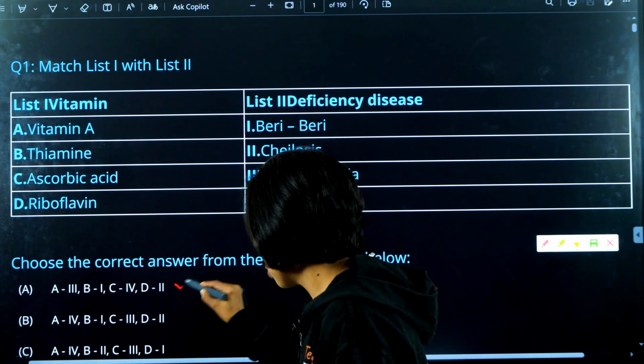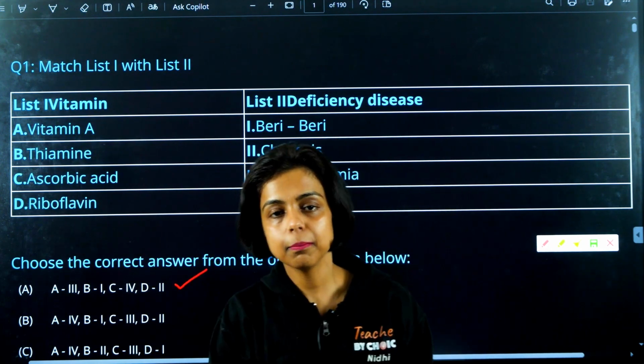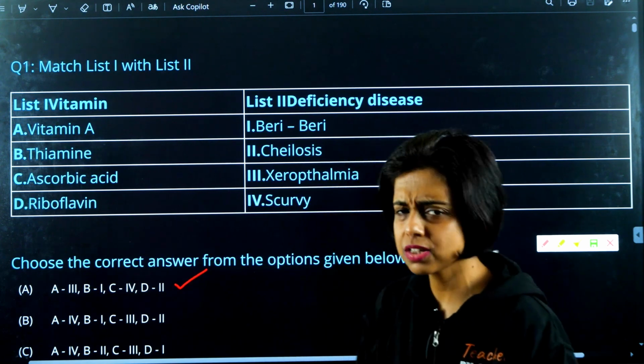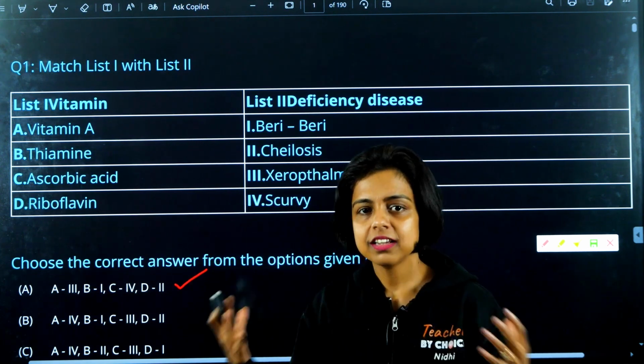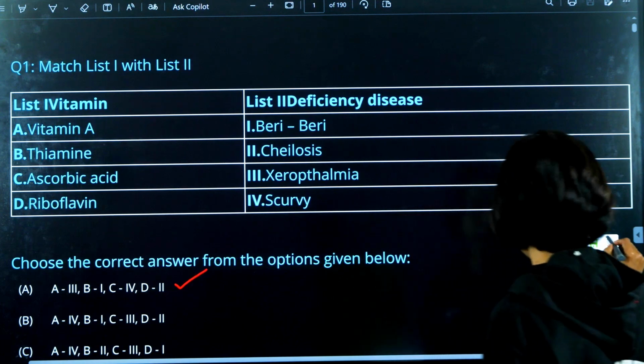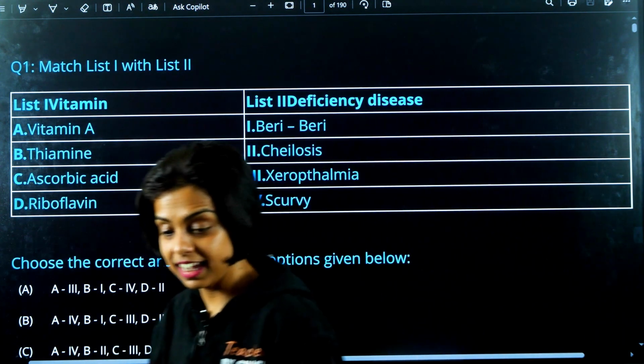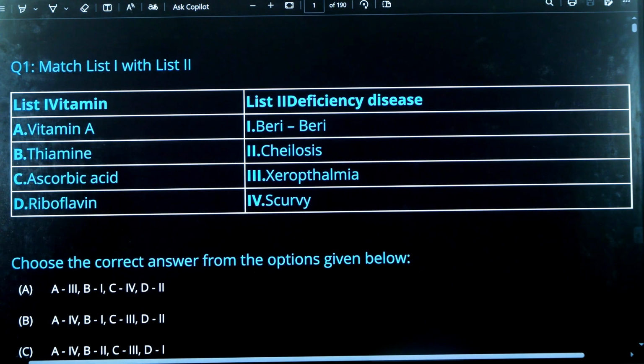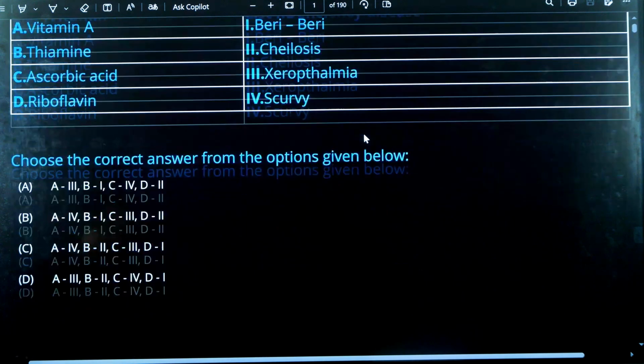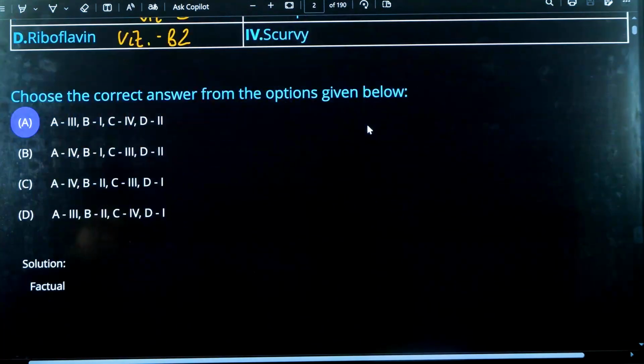So I'm sure those who have studied the vitamins part in biomolecules, they must have done it right. And it is general knowledge, you can say the basic science around us, right? That we should definitely know. So the answer is A indeed. So that was question number 1. Let's move ahead, guys. So the answer was A, right?